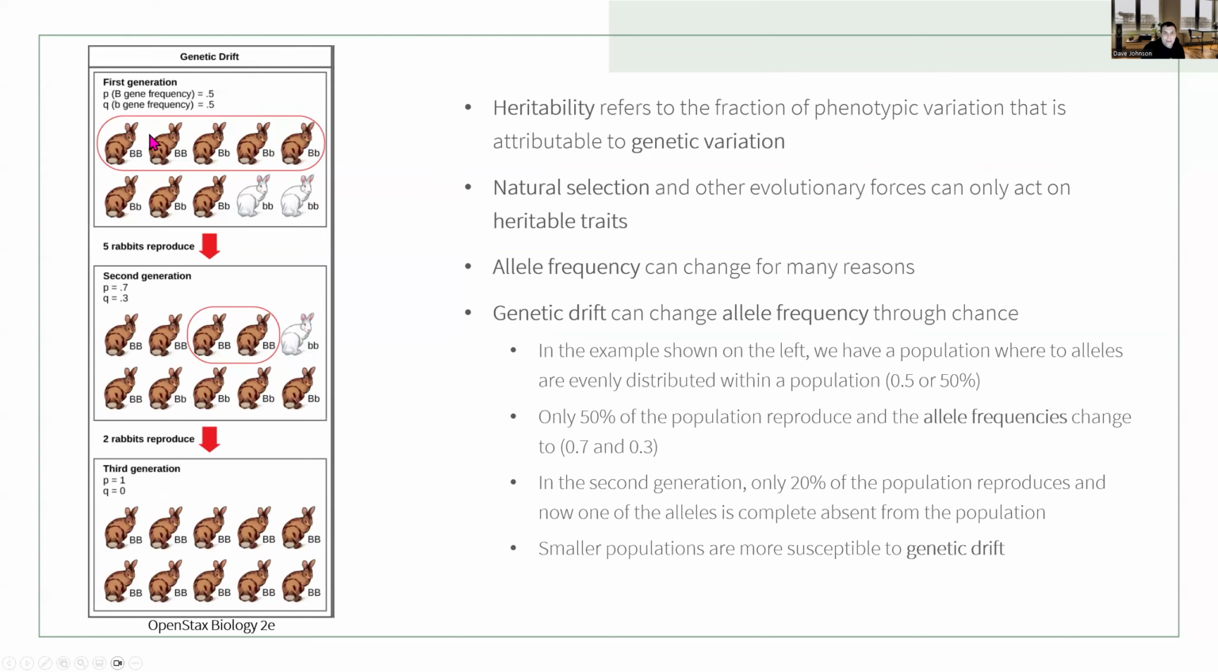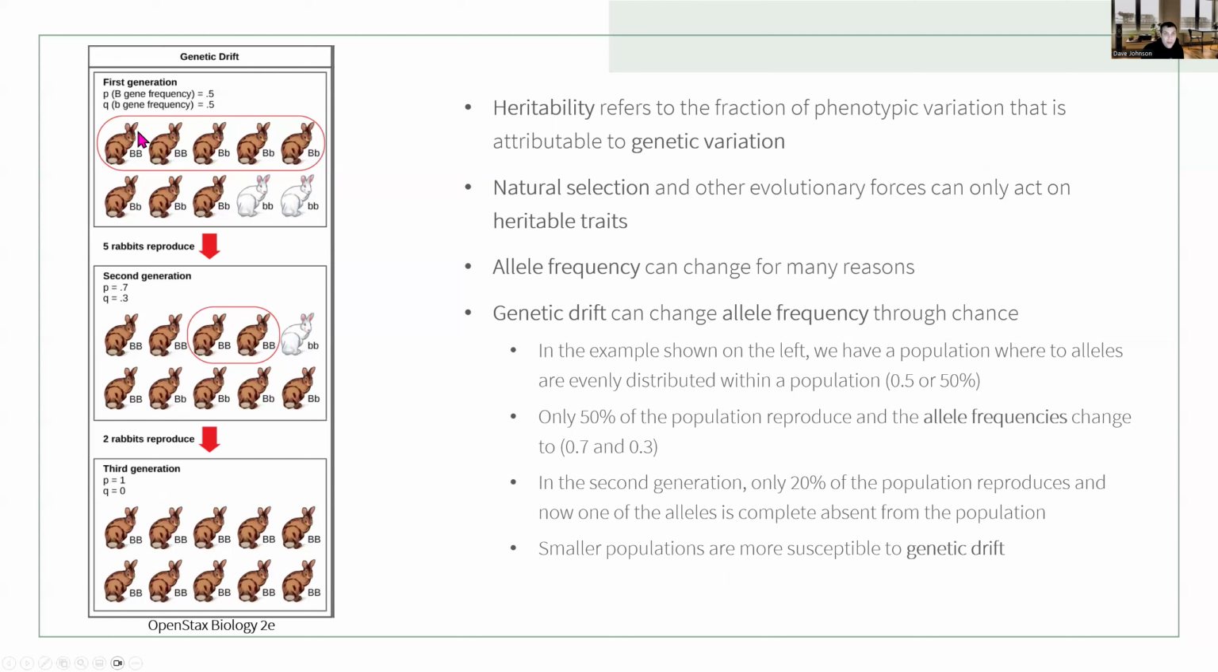Either way, if we add these up, 50% of the alleles you're going to count here are going to be big B's, and 50% are going to be little b's. As a result, we can say that the gene frequency of big B is 0.5, and the gene frequency of little b is 0.5, okay?